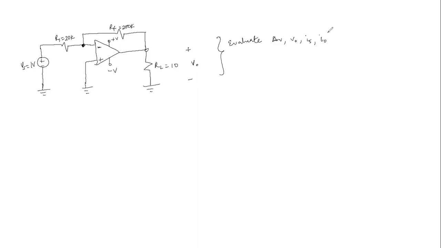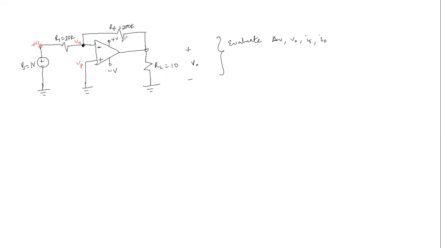And we have to evaluate the open loop gain, the output voltage, the source current, and the output current. Before we go on, let us recall the relevant assumptions. This is V sub N, this is V sub P: the inverting terminal and the non-inverting terminal. V sub S is positive at this terminal relative to the reference voltage, which is 0.